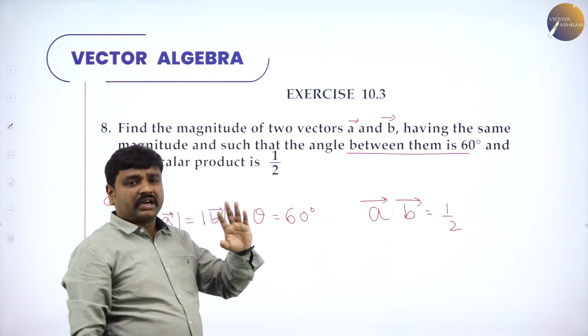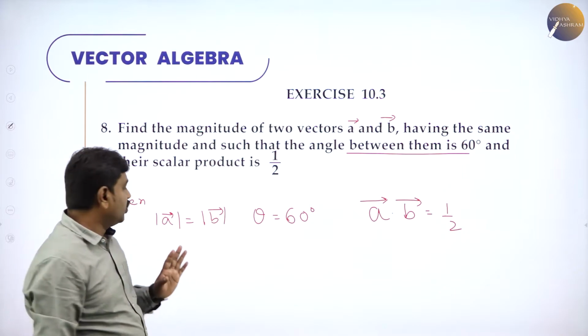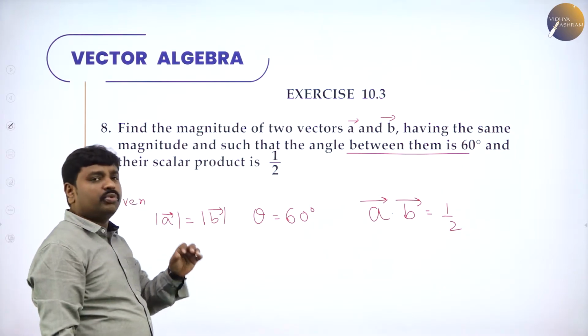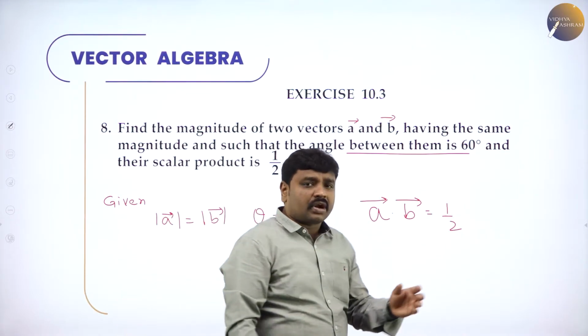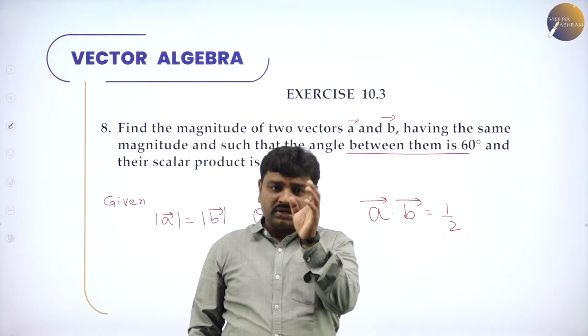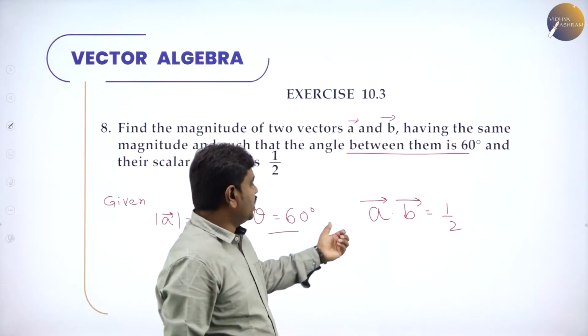Find the magnitude of two vectors. They want magnitude A value, magnitude B value. But they give magnitude A and magnitude B, both are same. And they give angle between them is 60. And they give scalar product. Dear students, scalar product is also what? Dot product. So A dot B is half.